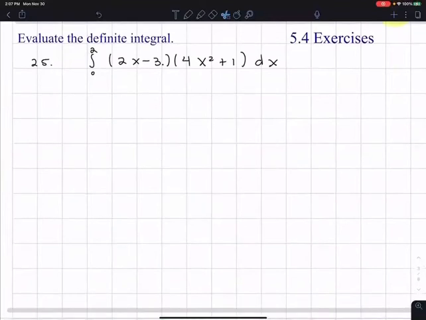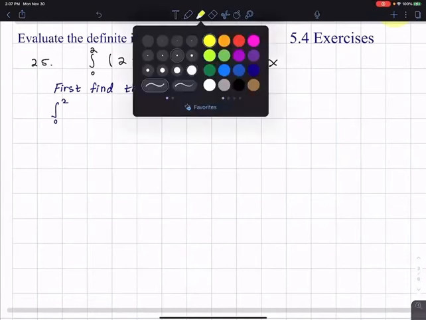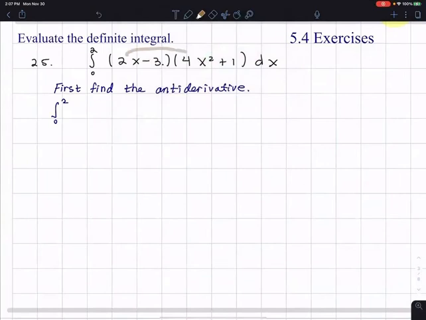So the first thing we need to do here is find the antiderivative. In order to do that, I need to multiply this out with good old FOIL: first, outer, inner, last.